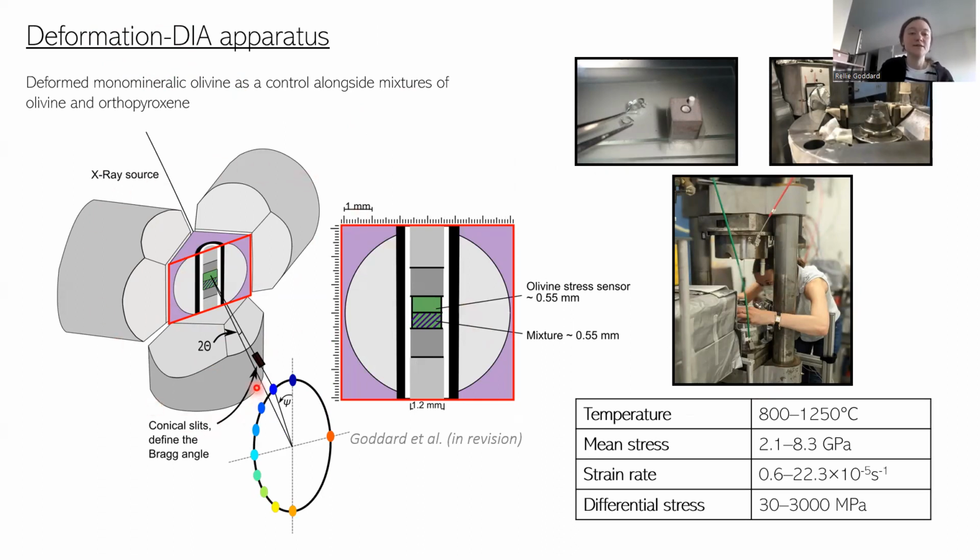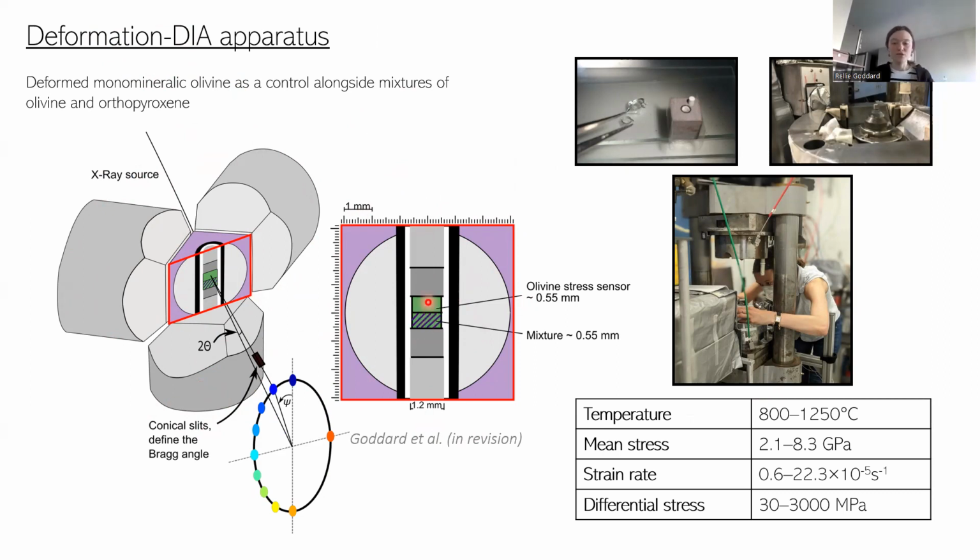So here you can see a schematic of the experimental apparatus and a cut through of what you see in the sample assembly, which you can see in more detail here. We have our pressure medium, we get temperature through a resistive graphite furnace, and then we have our pistons and our 2 samples in series here.